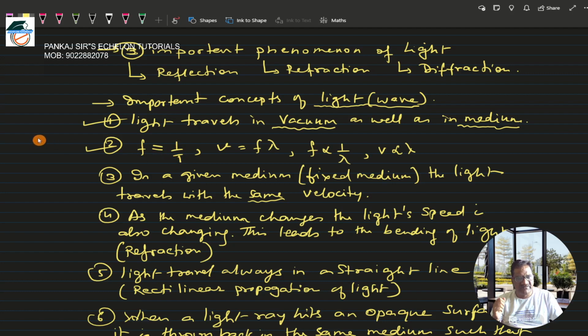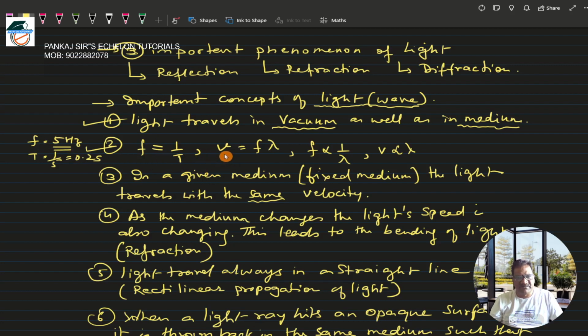Example, if the frequency is 5, then the time period will be 1 upon 5, that is equal to 0.2. Time period is measured in seconds, frequency is measured in hertz. So if the frequency is 5 hertz, then the time period will be 0.2 seconds. So this is that relationship. It holds for any value of f and T.